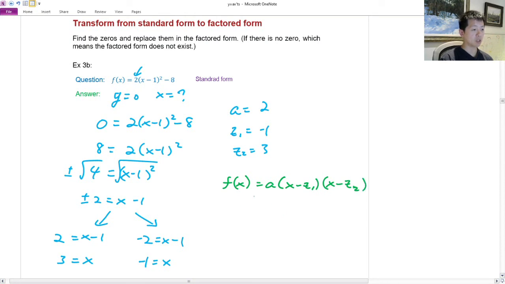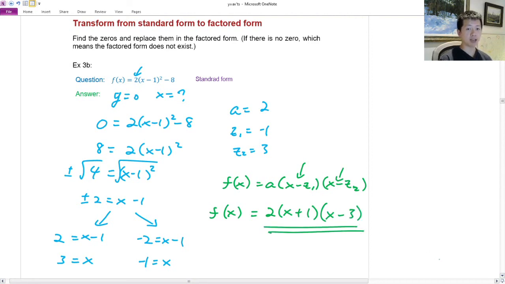And replace all these variables, which is going to be f of x equals 2x plus 1, because it's minus 1, right? In the equation, it's actually minus, so it's actually changed the sign. Minus minus becomes a plus, and then x minus 3. Okay, so this is actually my factor form. Now, if the 0 doesn't exist, that means I cannot solve for x. That means the factor form does not exist, so you cannot transform that.